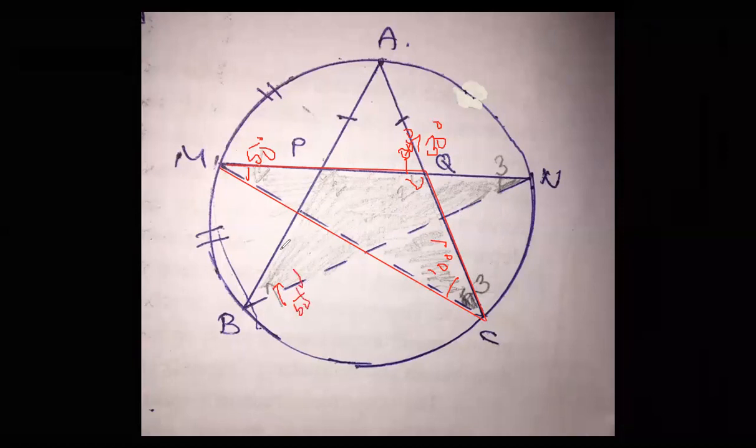So here what you can see is that these two angles are equal to each other. And if these two angles are equal, then let's go to the opposite arc. The opposite arc is NC.